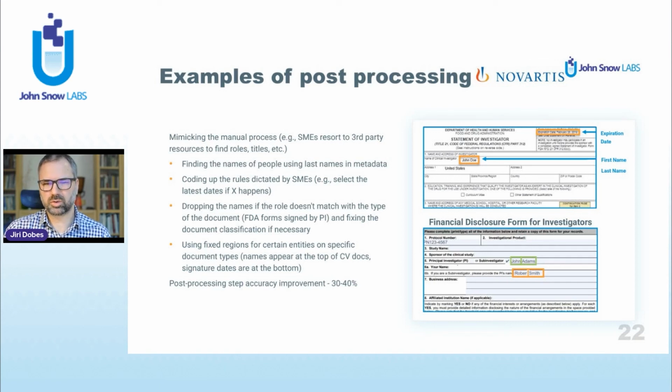Then what we should do if the names and roles do not match the names and roles already existing in the metadata, and what we should do if the type of document does not match the type of document in the pre-existing metadata. And there were certain regions where to look for the data in the documents. So for a curriculum vitae, the name was on the top, while for the signature it was on the bottom.